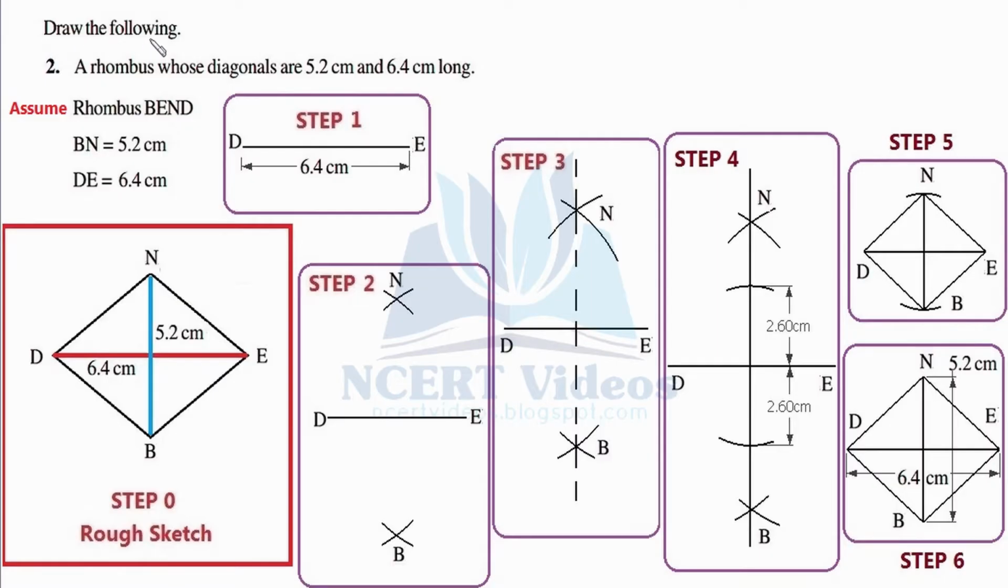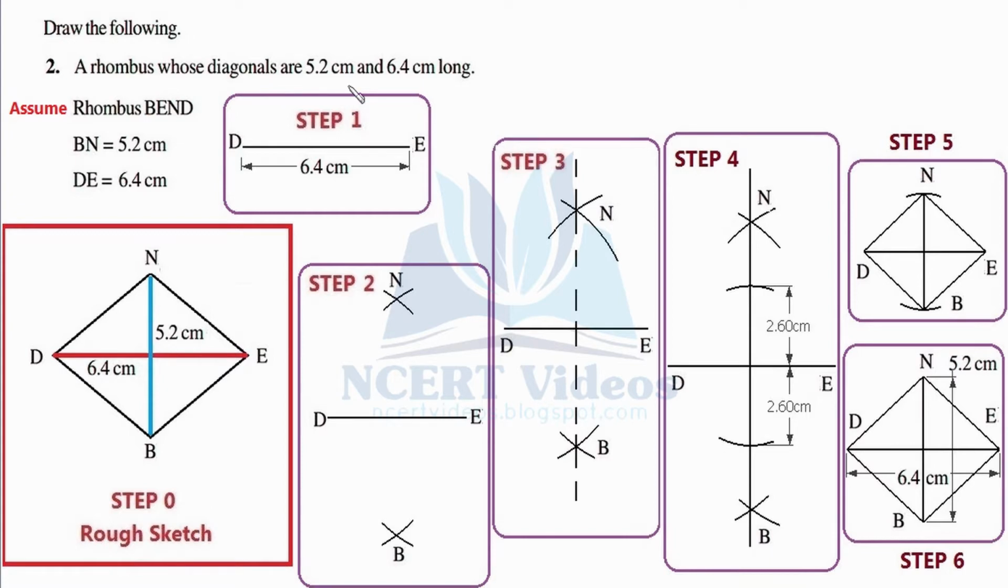Here we are on the second part of exercise 4.5, chapter 4th, mathematics class 8th, practical geometry. It says we have to construct a rhombus whose diagonals should be 5.2 centimeter and 6.4 centimeter. The same type of question we already did in previous exercises. So using that idea, let's try to construct a rhombus with these dimensions.